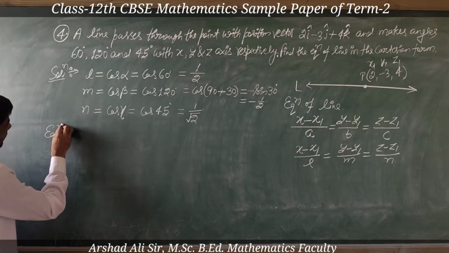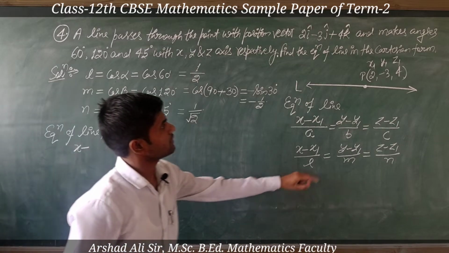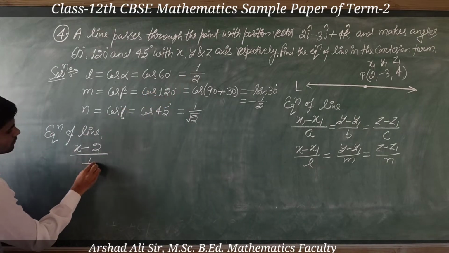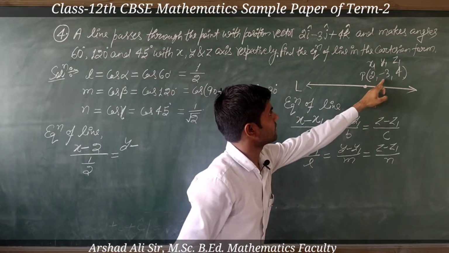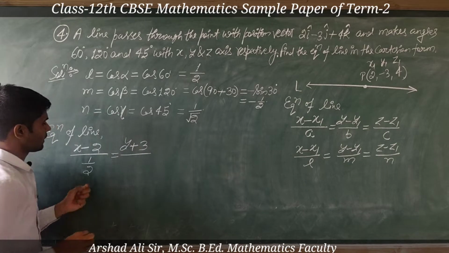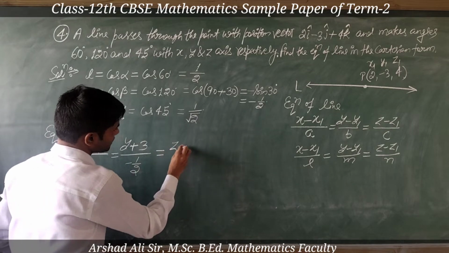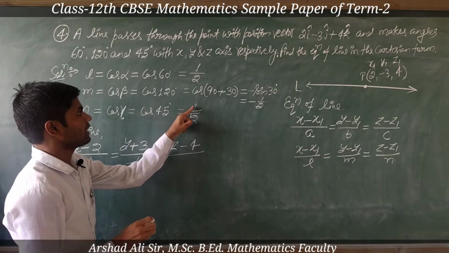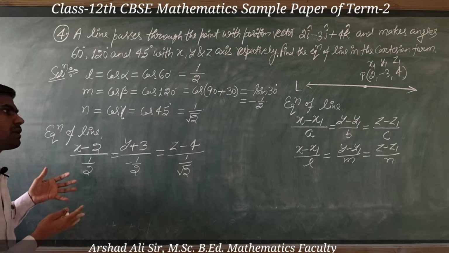So my dear student, in this equation we can put these values. So equation of line: x minus x1, x1 is 2, upon l, l is equal to 1 upon 2, is equal to y minus y1, y1 is minus 3 but the negative sign is already there, so minus minus plus, upon m, minus 1 upon 2, is equal to z minus z1, value of z1 is 4, so we can put 4 upon n, value of n is 1 upon root 2. Okay my dear student, it is your answer, but you can simplify this also.